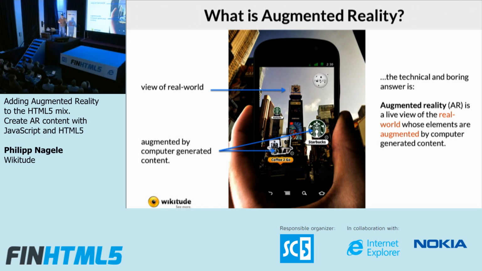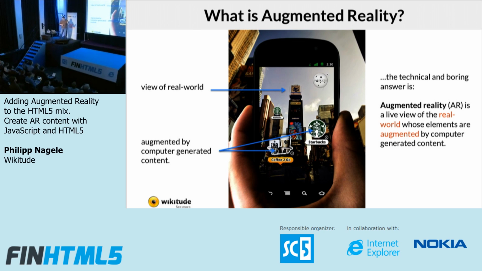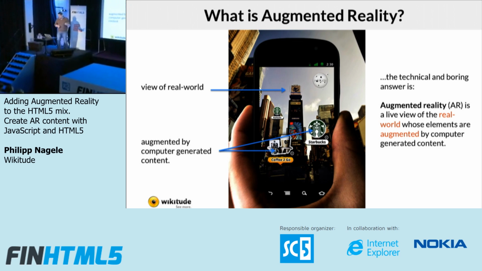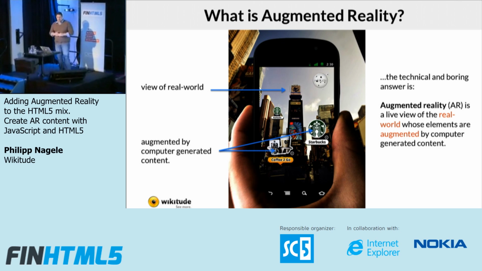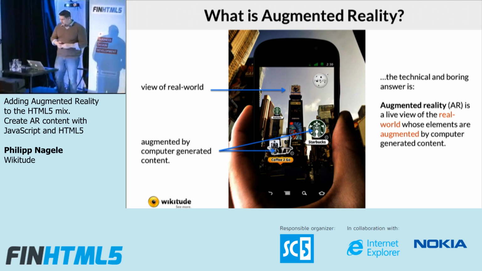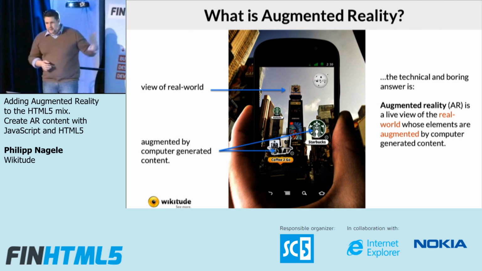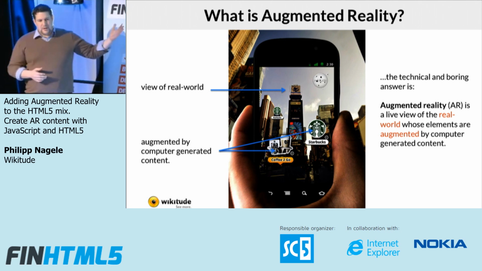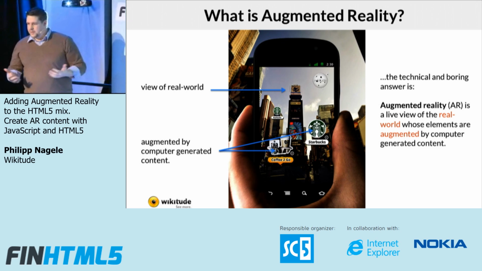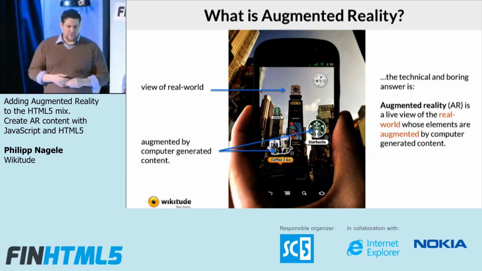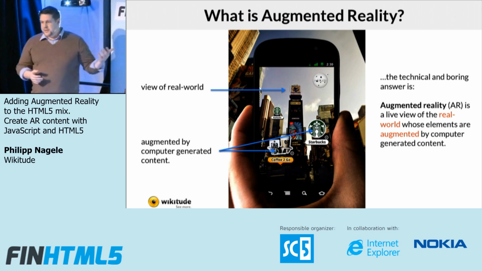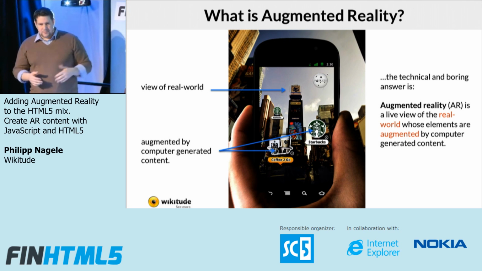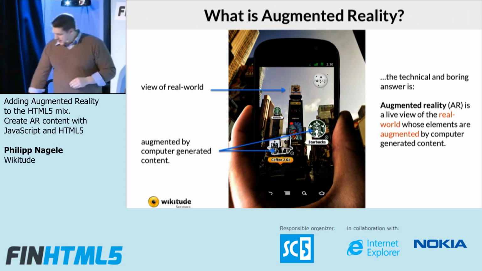AR itself, the technical boring definition is it's the live view of the real world whose elements are augmented by computer-generated content. So like in this example, I think I don't need to explain the live image of the real world. The camera image is capturing what's around me, the live view of the reality, and we are augmenting that by computer-generated information. So the definition is very generic.